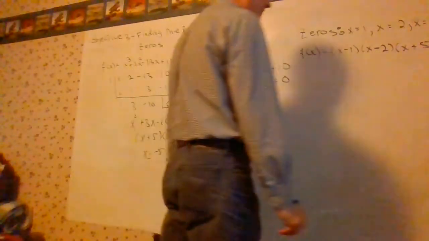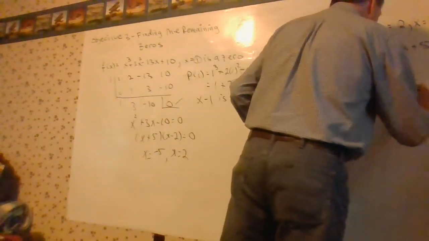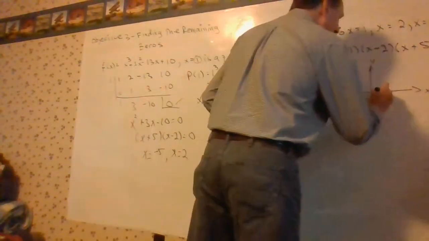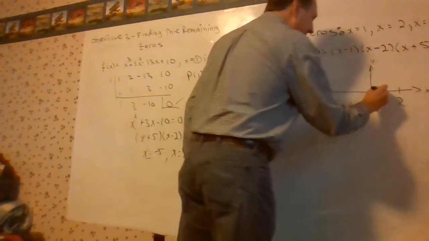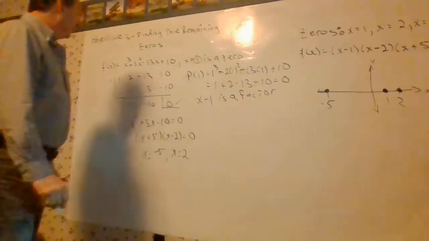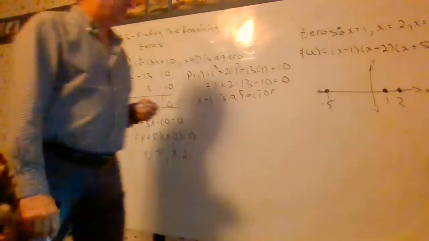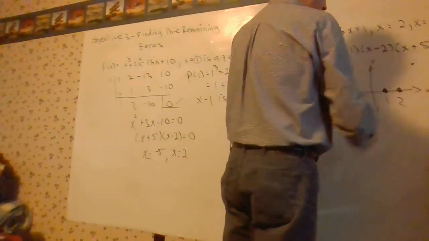We can also draw a rough graph. There's y, there's x. And we have zeros at 1, 2, and also negative 5. And you can plug in a number like 3, and you can plug 3 in here. It's going to be plus, plus, plus, going to be positive, going to be up here somewhere.